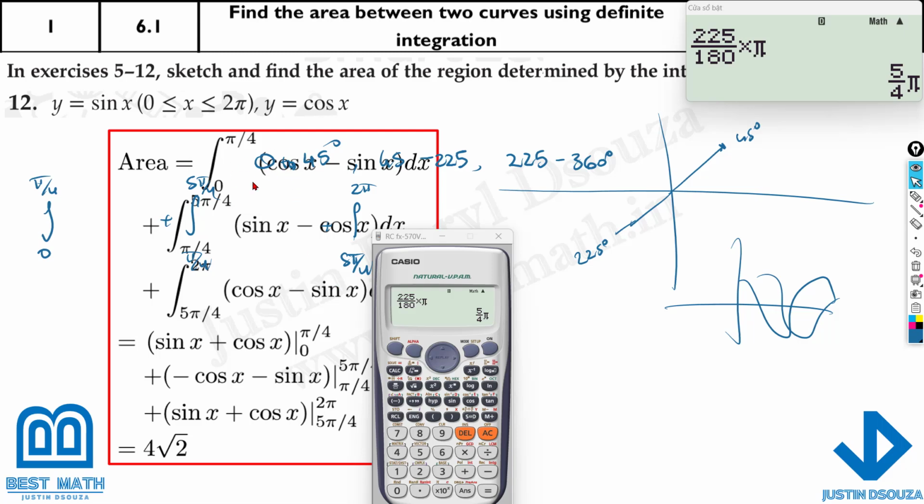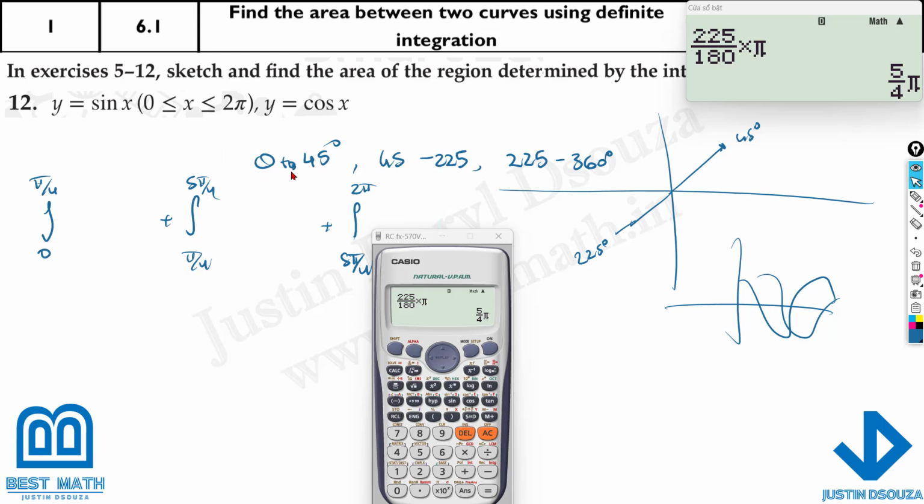Now I'm going to change it to the other one. Instead of cos, I'll take the first one as sine. But always remember, in trigonometric functions, cosine starts from up above, sine starts from down. So the first one will always be cosine, but I'm just going to change it to sine x minus cos x.